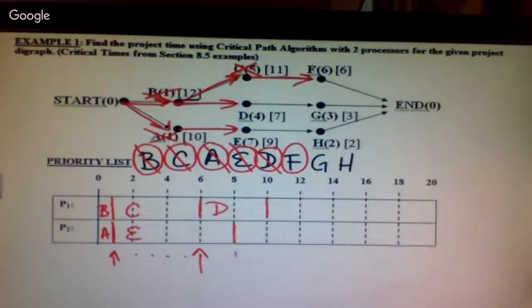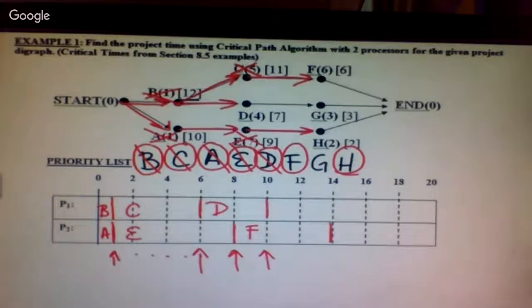At 8, we've now finished E. E leads to H. So H is now ready. What task gets scheduled now? F. That takes 6, so that takes me to 14. Whoop, I didn't mean to cross that out.